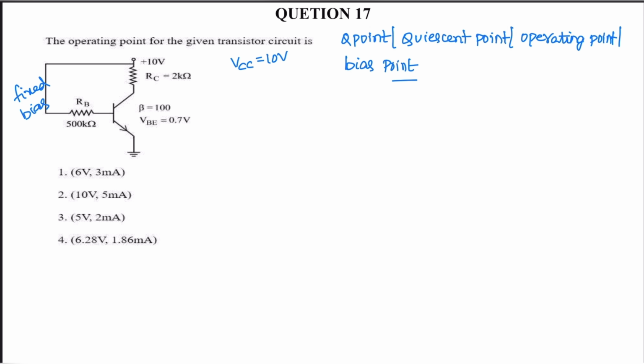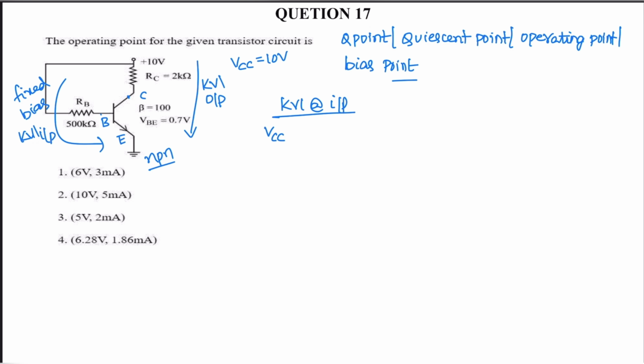KVL at input side, as well as KVL at output side. So this is the input side and this is the output side. The emitter is connected to ground, and this is the collector and base terminal. This is an NPN transistor. The arrow is pointing away from the base. It is an NPN transistor. Write KVL at input and KVL at output. So consider KVL at input side.